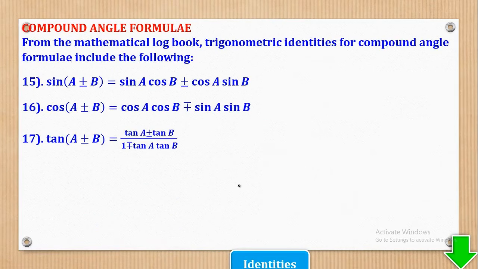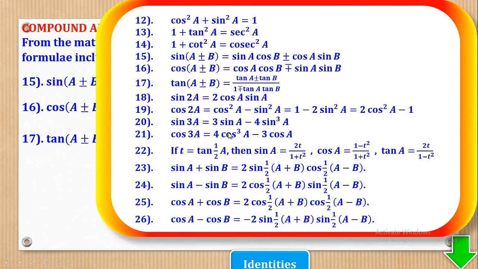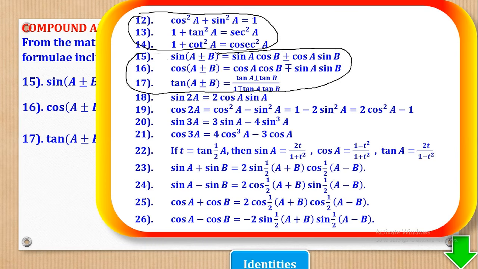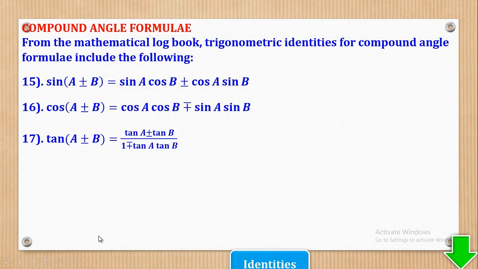So now we shall go to another part which is called compound angle formula. Still those identities are got in the mathematical logbook. Previously we have seen these ones which require Pythagoras theorem. Now the compound angle formulae identities are from here up to here. So these ones are now the ones we are going to look at in this part of compound angle formula, and they have been rewritten here. So this is number 50.